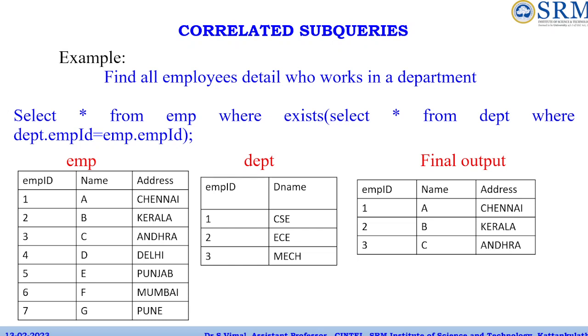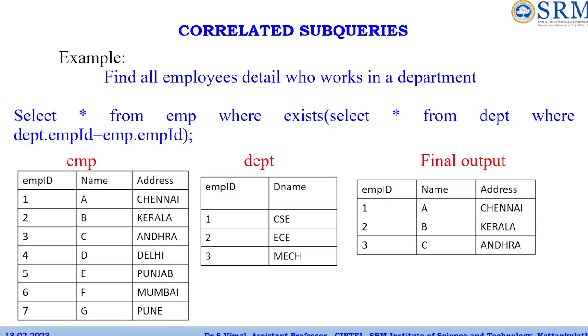Here I have given one example to understand correlated subqueries. Here I am going to find all employee details who work in a department. For that, select star from employee where exists. From this query, we are going to compare with another table, department, and whichever values match, that value will be taken as the final result.